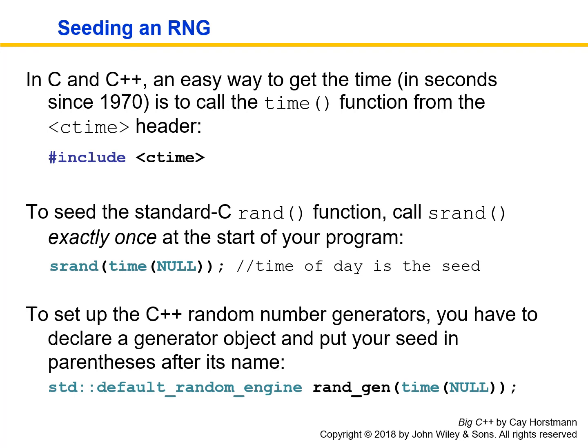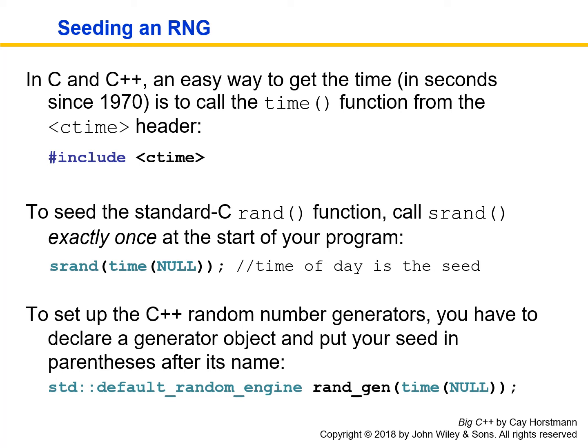An easy way to get the time is to call the time function from the ctime header. You #include ctime, and you call srand of time of null, and that seeds the random function with the current time of day in seconds since 1970. So it's a rather large number, but it's a constantly changing number.